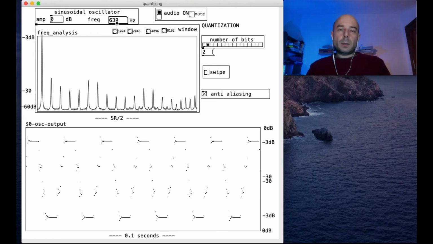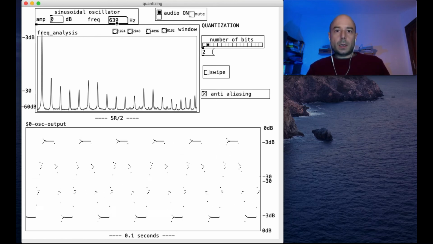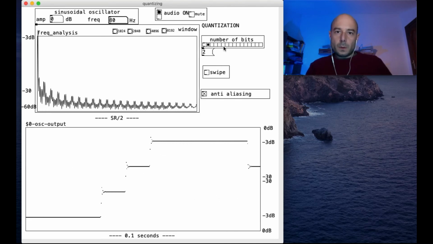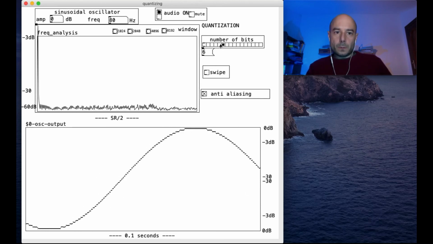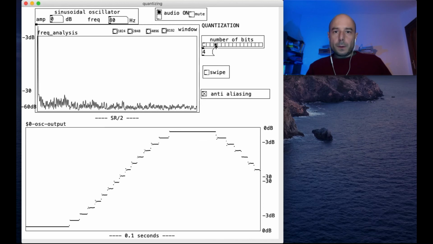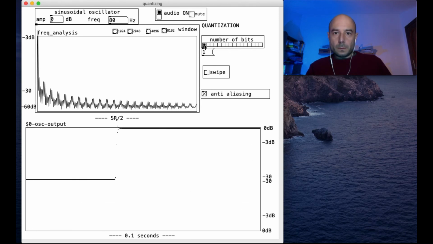We can change the timbre also by holding a fixed frequency and changing the number of bits. For example, here, let's start with 8 bits and reduce the quantization level. We see that the signal formants are increasing or decreasing according to the quantization level. You can see the same effect without the anti-aliasing filter.